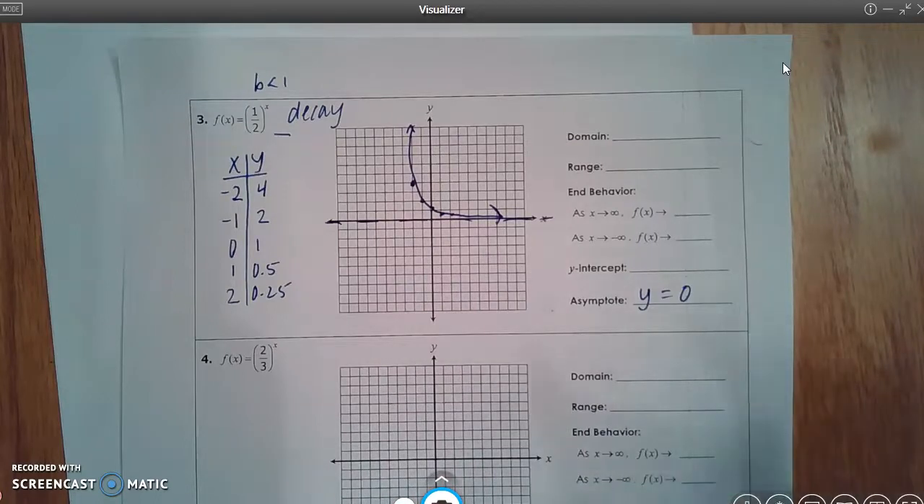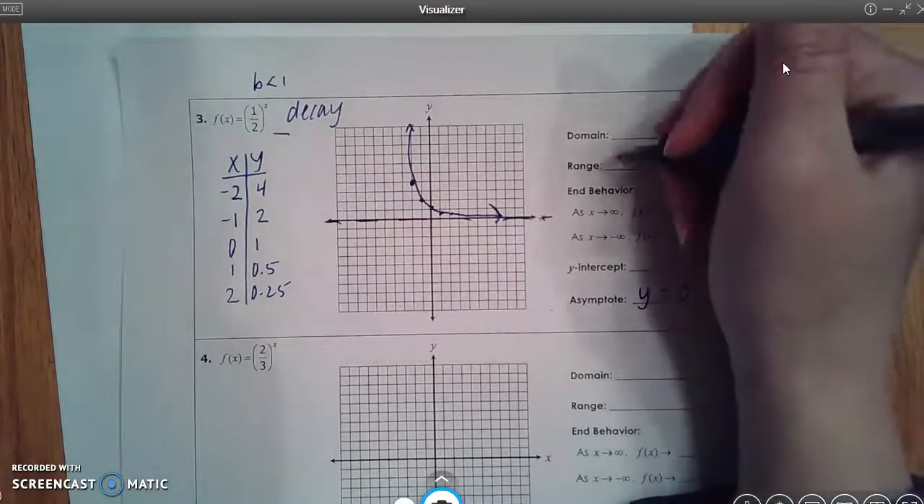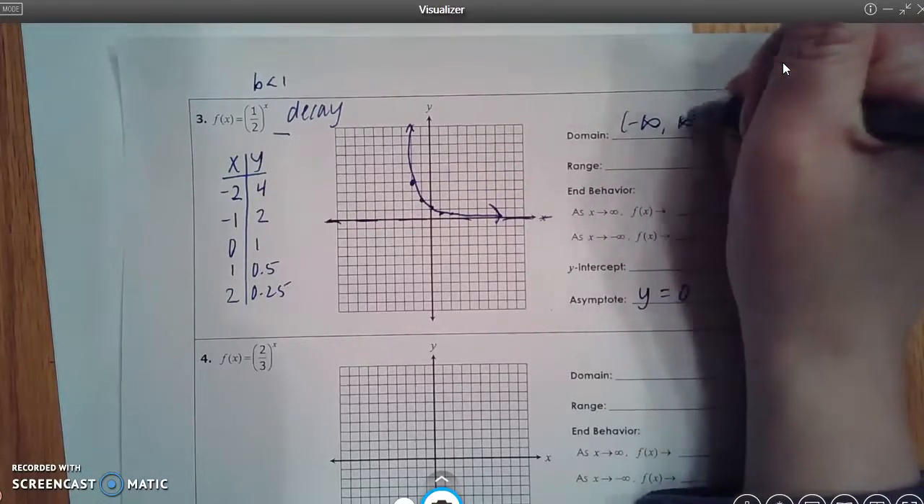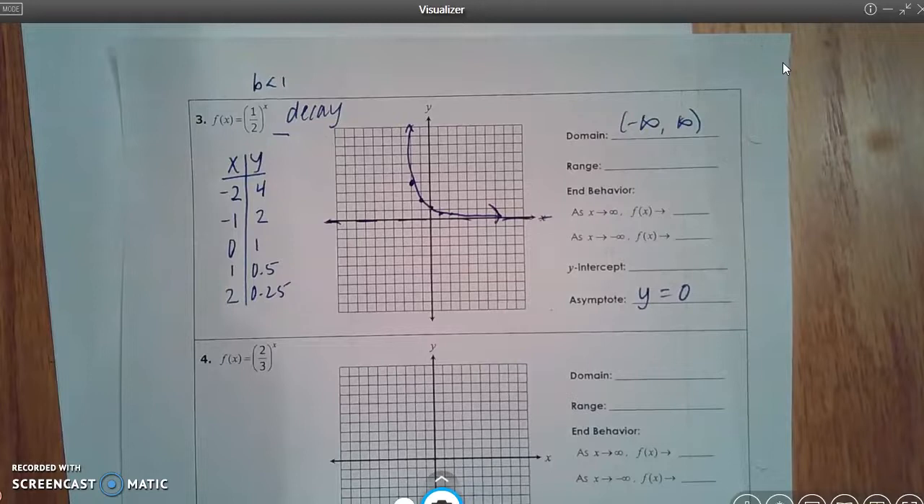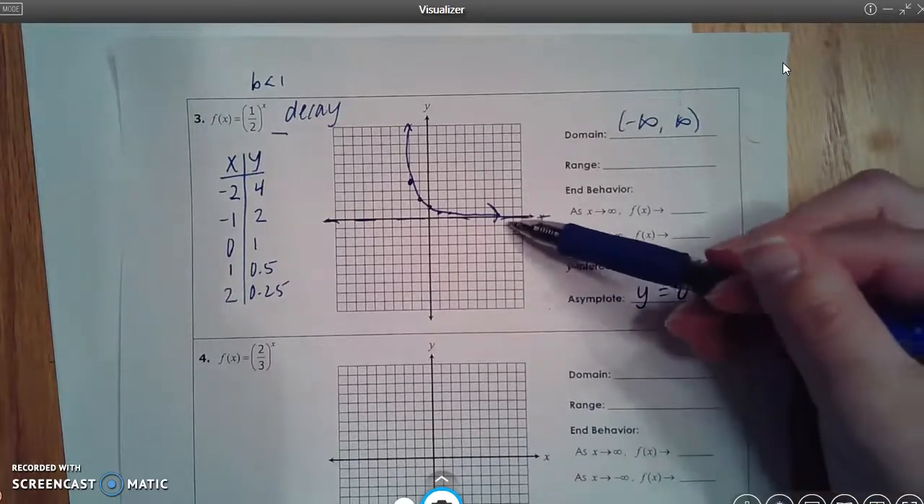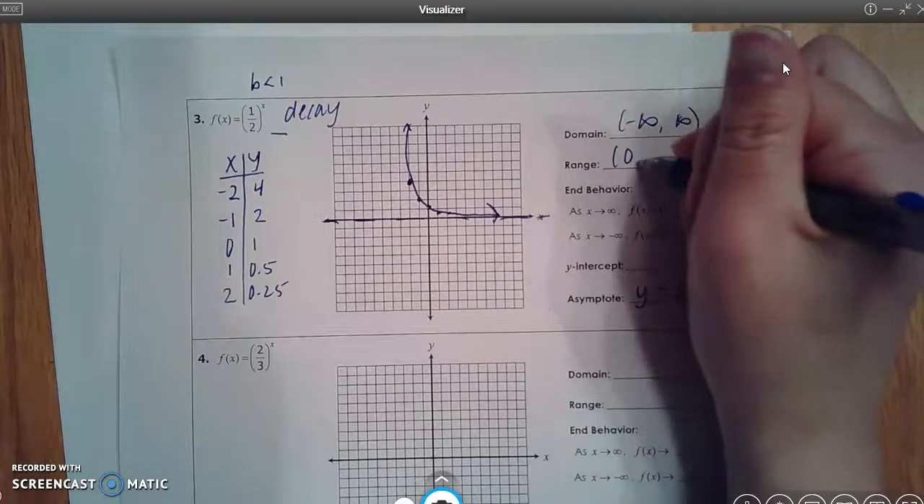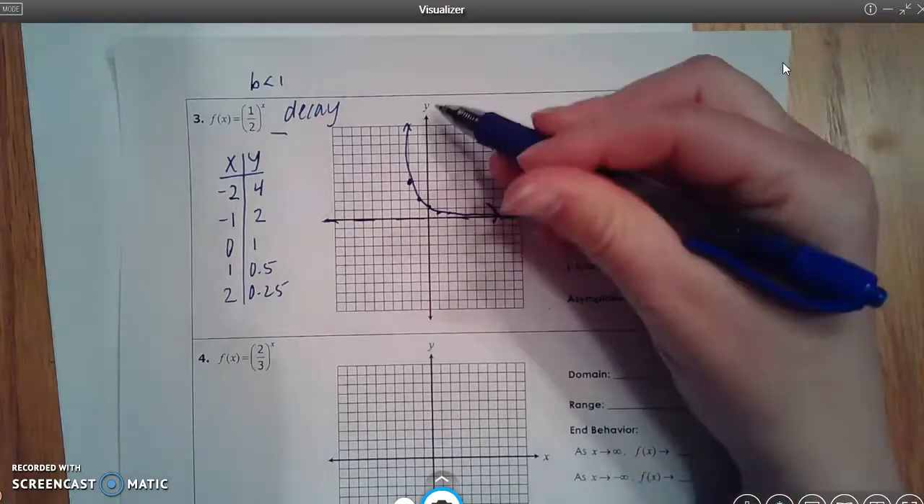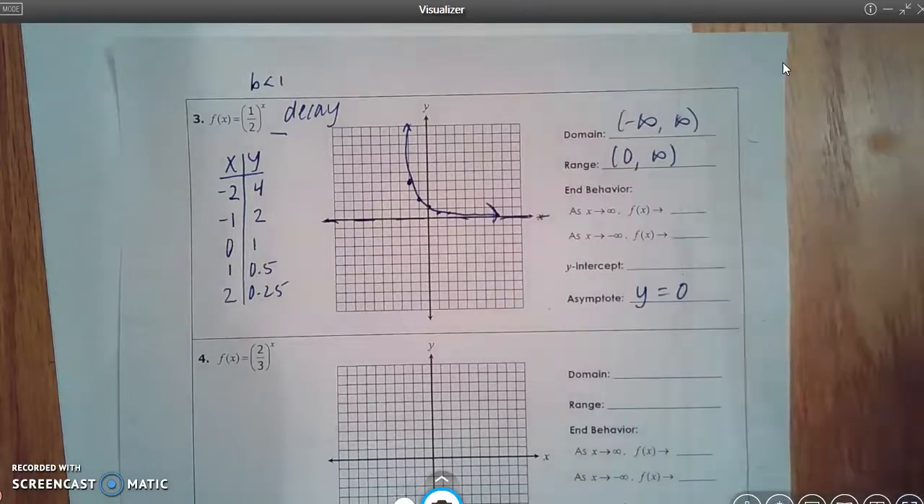Your domain for growth and decay is the same. I have an arrow going left and right forever, which means we're going from negative infinity to positive infinity. Range. The lowest number that I reach is my asymptote, which is at 0, but once again, we do not include it because it's an asymptote. And then my other arrow goes up forever, which is reaching positive infinity.